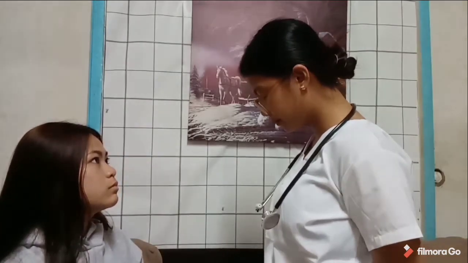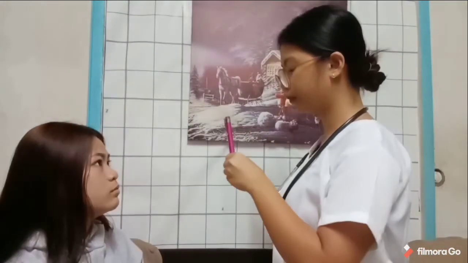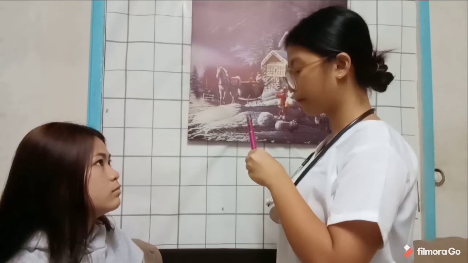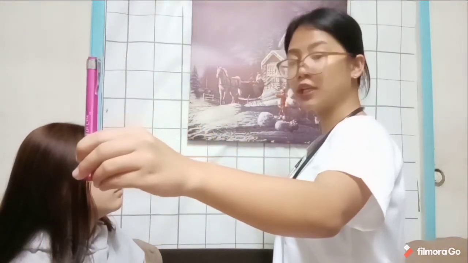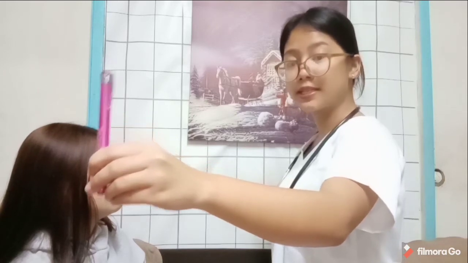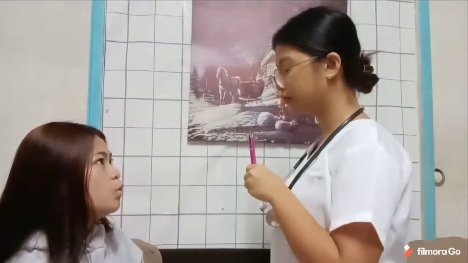Next is, with an extended arm, hold an object. I am using a pen light. Ask your client to look directly at you. Then, ask the client to tell where the first movement was seen. Front to left. The third step on the assessment of the eye is the extraocular.